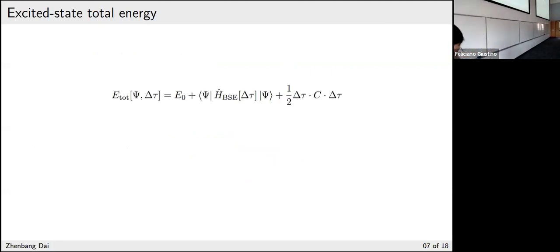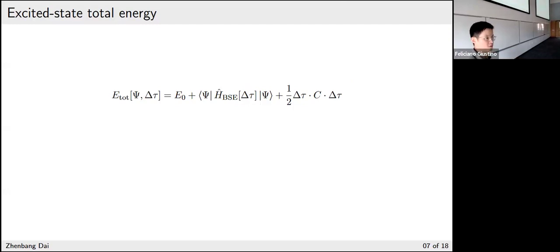Okay, so now we have a way to express our excited state total energy. That is the ground state energy for the equilibrium structure, the non-distorted structure, plus the elastic energy that is induced by the lattice distortion, and the excitation energy for the distorted structure, which is basically the expectation value of the BSE Hamiltonian. And the Hamiltonian corresponds to the distorted structure, which is an unknown quantity in principle.